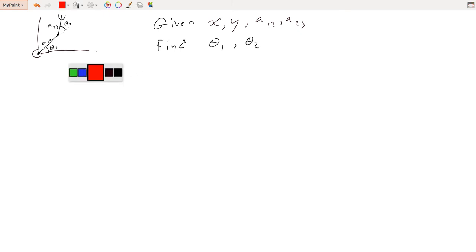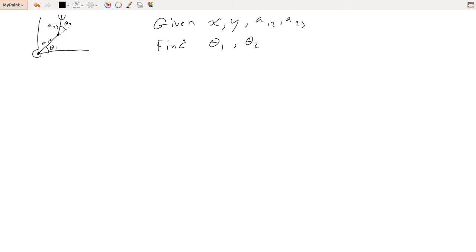That means that we are given x, y, A12 and A23. So we're given the position of the end effector and we're given the link lengths. Those are the parameters for the robot. And we want to find theta 1 and theta 2. And remember, there are two configurations that can solve this problem.